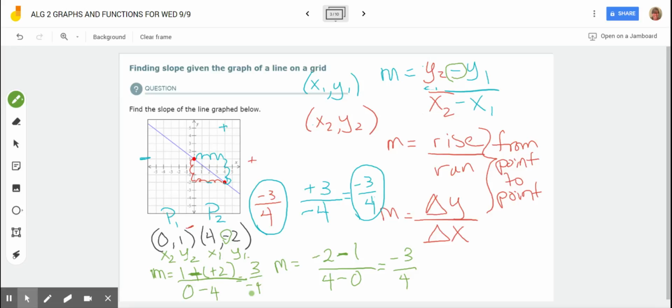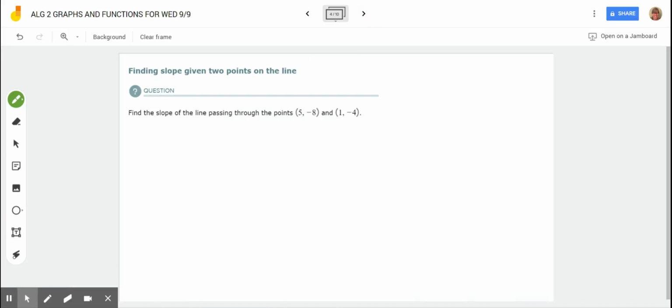negative 3/4. So many ways to do it. So many ways to figure it out. Name the points, find the slope, count from rise to run, however you want to do it. Here we go. We got points.